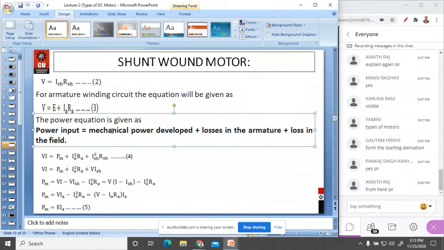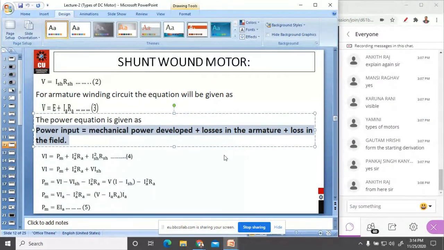Now we have to calculate the power. How do we calculate power? Power is equal to the mechanical power developed plus the losses in the armature plus the losses in the field. We have derived this expression in the previous sessions. What is mechanical power? Mechanical power can be represented by PM.